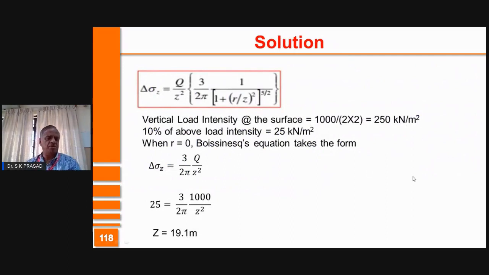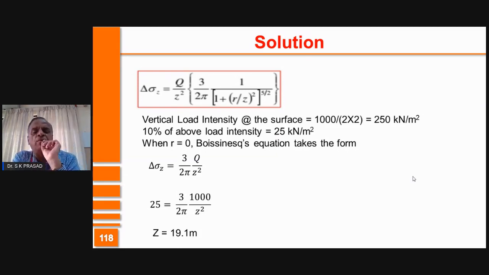So you have the equation delta sigma z equals q by z squared into 3 by 2 pi into 1 over 1 plus r by z whole square to the power 5 by 2. Vertical load intensity at the surface is 1000 kilonewtons spread over 2 meter by 2 meter. So that's equal to 250 kilonewton per meter squared. 10% of the above load intensity is 25 kilonewton per meter squared.